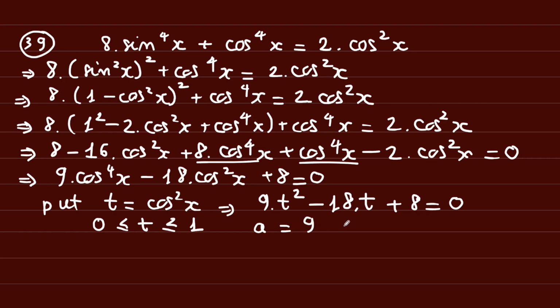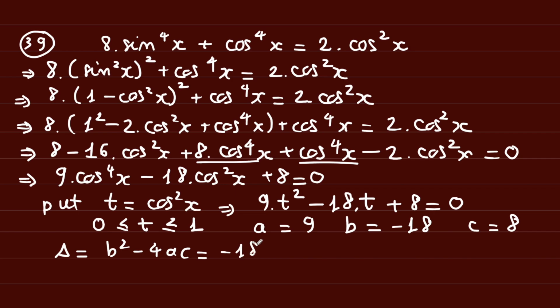A equals 9, B equals negative 18, and C equals 8. The discriminant is B squared minus 4AC. B squared is negative 18 squared, minus 4 times 9 times 8. Okay, let's check this out. 18 squared minus 4 times 9 times 8, you get 36. Okay, so continue for solving t.